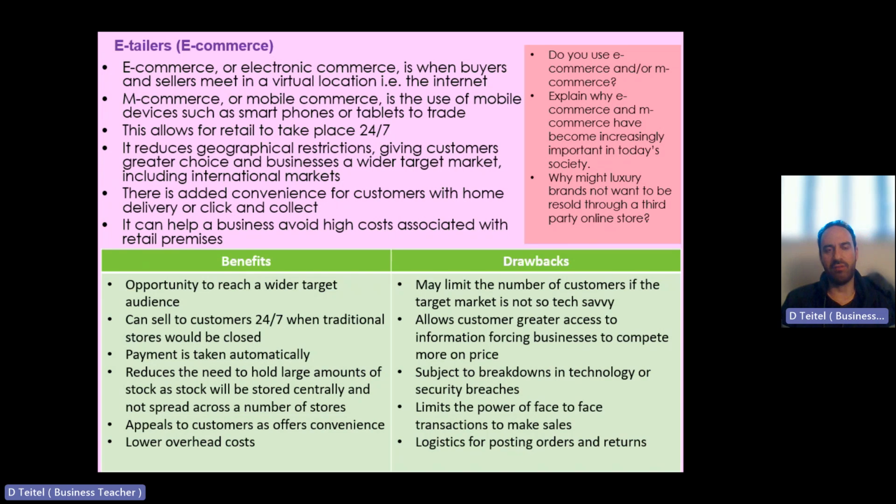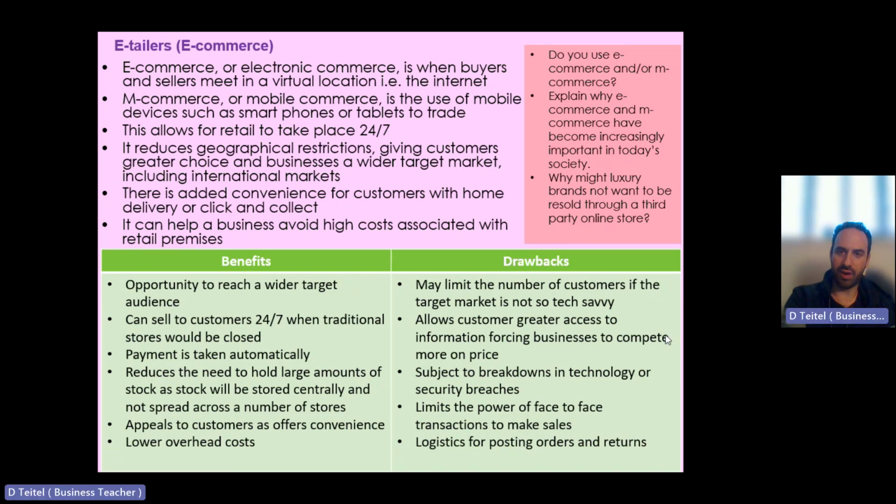So the benefits of using an e-tailer are the opportunity to reach a wider audience. You can sell to customers 24/7 when traditional stores would be closed. Payment is taken automatically. It reduces the need to hold large amounts of stock, as stock will be stored centrally and not spread across a number of stores. And it appeals to customers as it offers convenience and lower overhead costs.